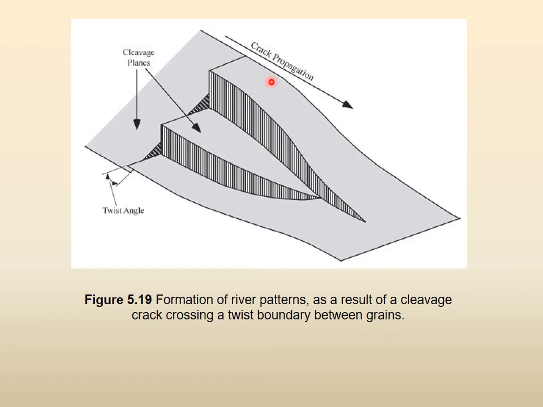But this means that this is one cleavage facet and this is in one grain. This is another cleavage facet in another plane. So when you cross from this facet to this facet, for example, right?